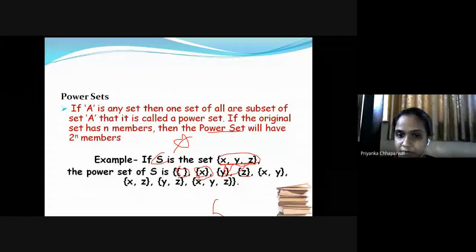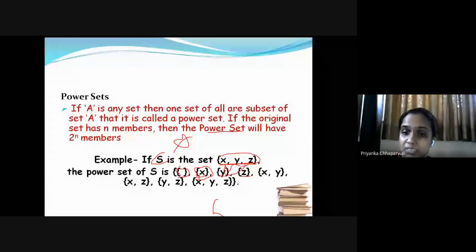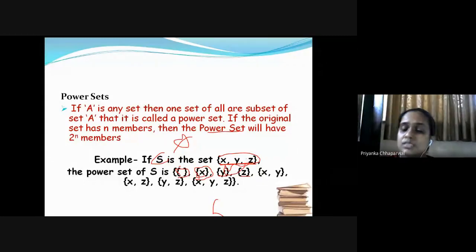So what is the power set? The power set is all possible subsets of the set. मतलब जो भी set आपको given in the question, the possible subsets of the set A, it is known as the power set. Yes, students, is it clear what is the power set?